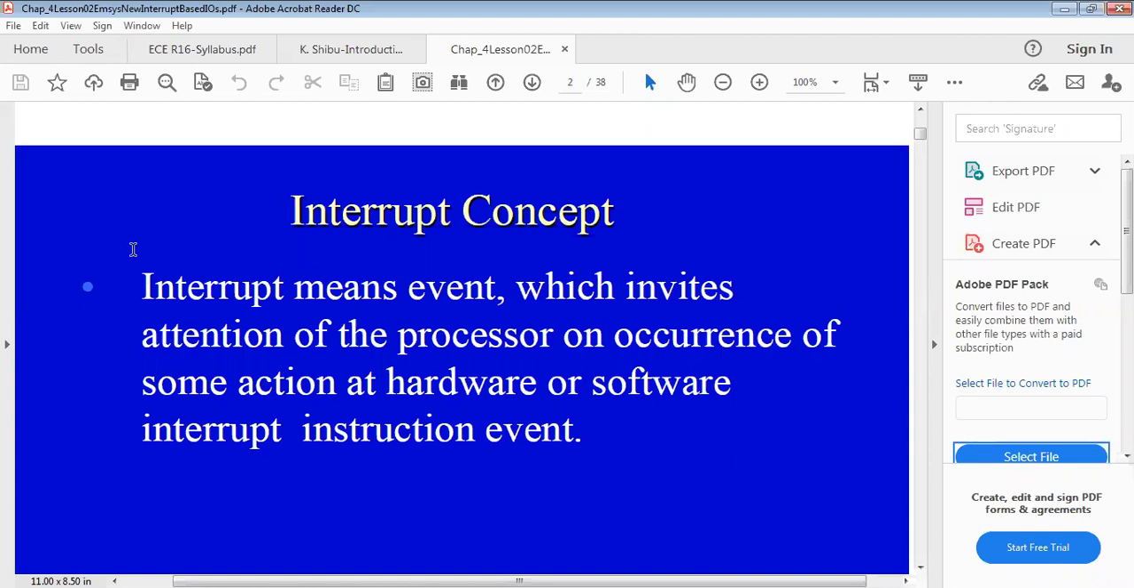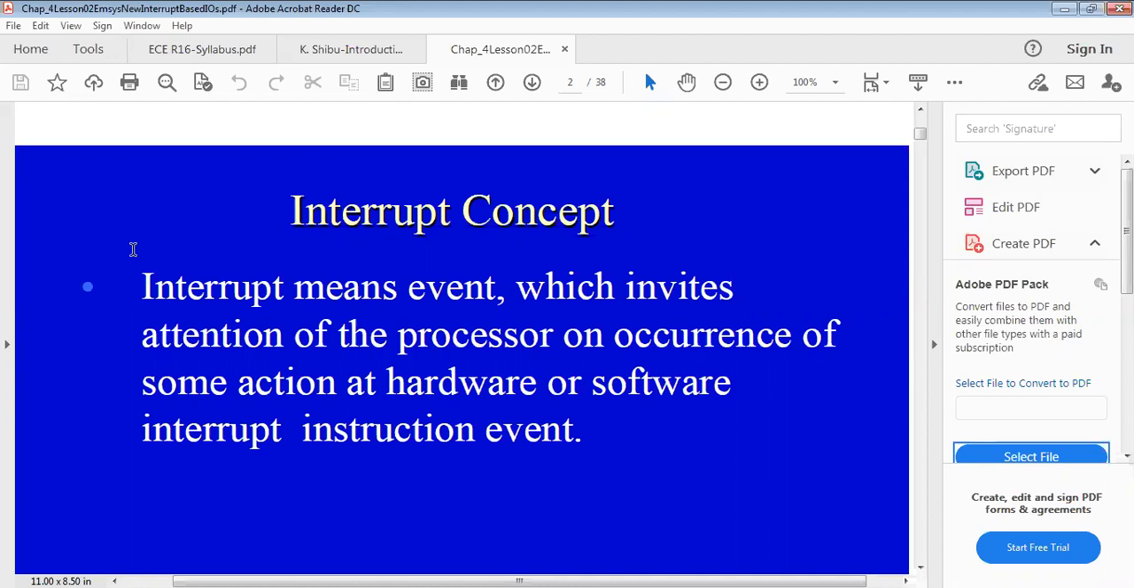What is the interrupt concept? The concept of interrupt is a very generalized concept. While I am taking the class, someone enters. Someone has entered my class, but simply they are asking, may I come in, sir? That is one type of interrupt request. In response to that interrupt request, the proper way is just like handshaking.